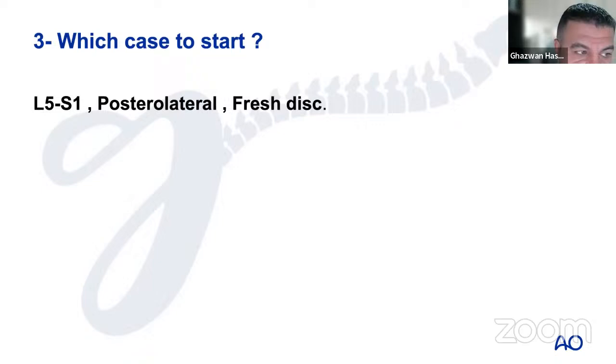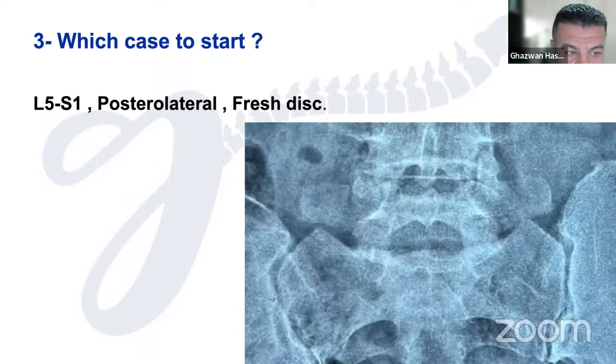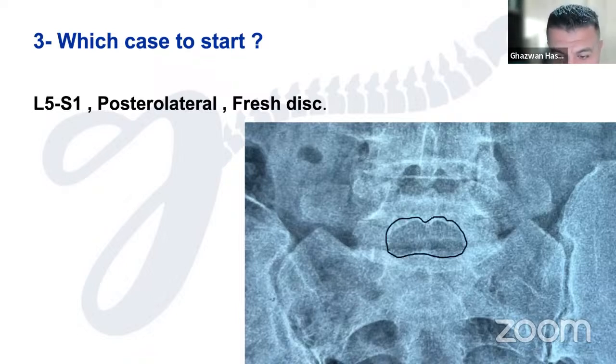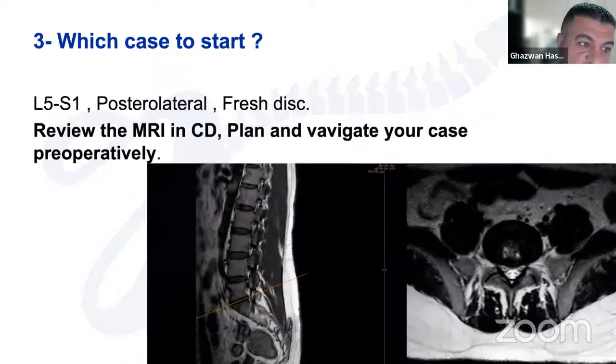For me, an L5S1 posterolateral fresh disc is an ideal case for interlaminar, while a posterolateral disc at L3-4, let's say, is ideal for transforaminal. As we see here, this is the interlaminar space at L5S1, and this is for L4-5. So you will have a big window to start and do discectomy without any bony work, which you would need in the L5S1 disc.